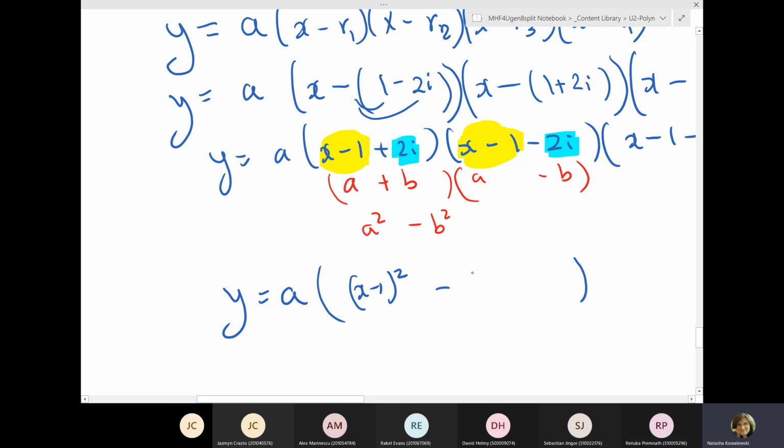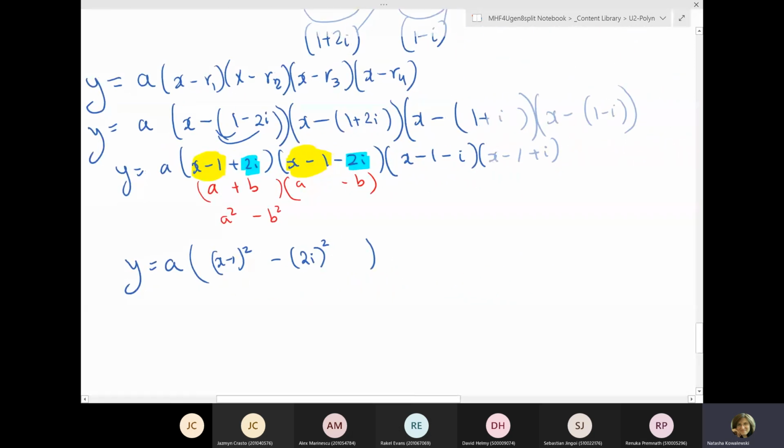For us, minus b squared would be something with a square. What do I put inside? 2i. So we'll deal with that later. Let's do the same thing with the other one. Can you do that without me highlighting anything? So it would be x minus 1 squared minus i squared. Good job. Anyone lost?